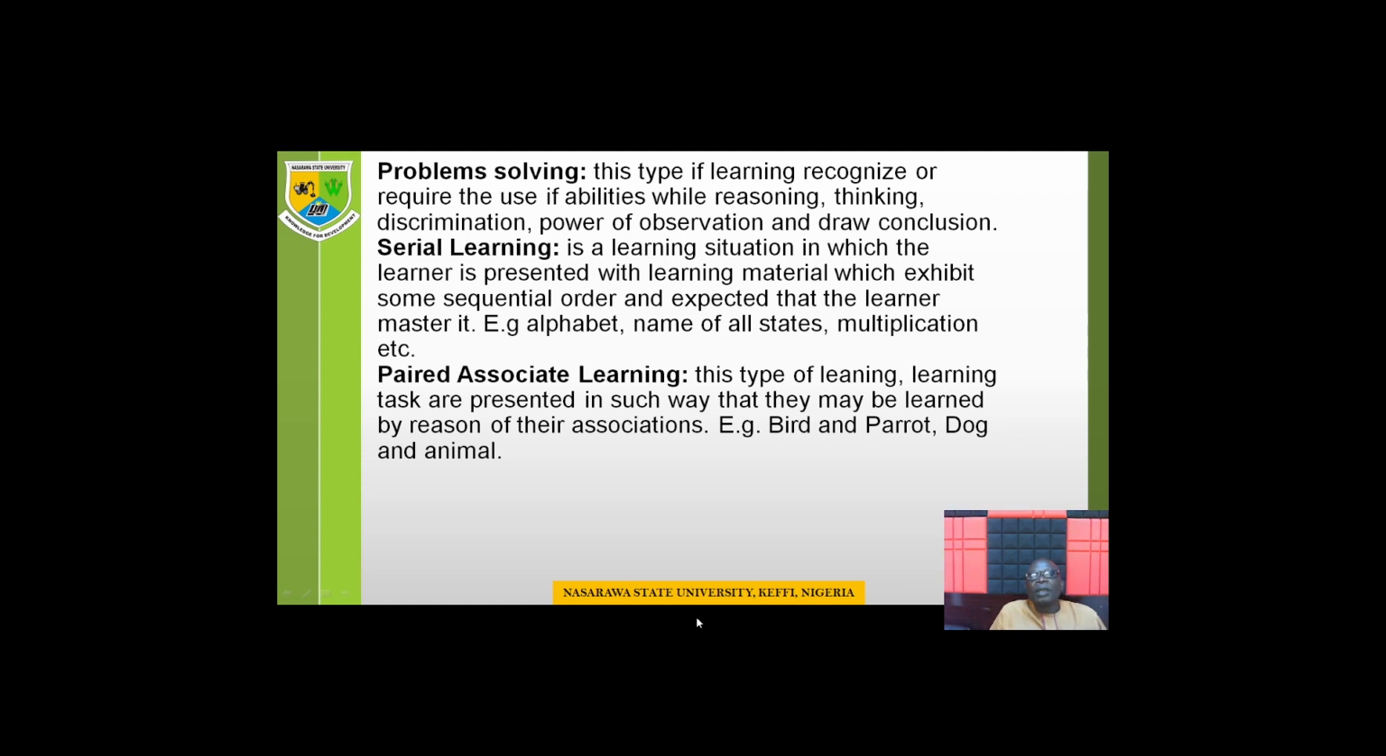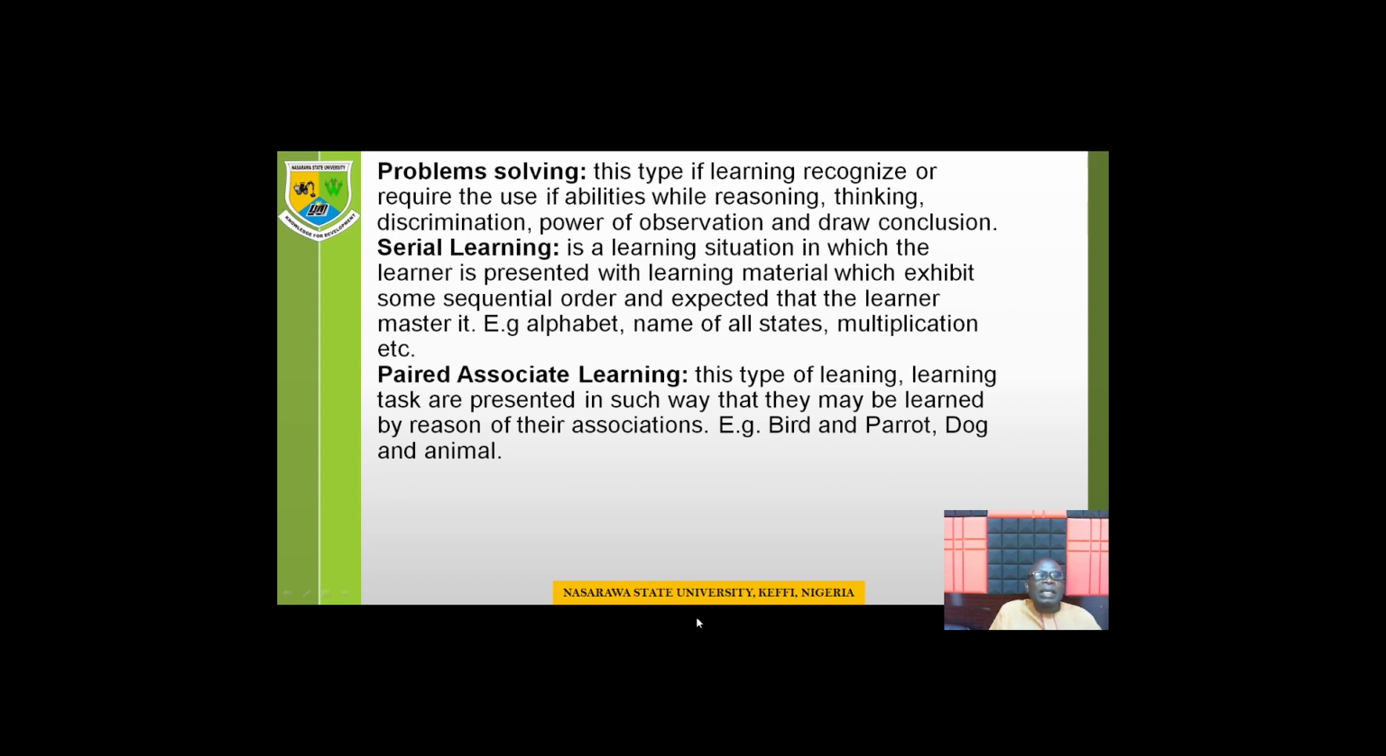For example, you give a child the ABCD to read. The ABCD are written in alphabetical order. The letters are arranged in sequence. Also, the child can name all the states and their capitals. Then we also look at multiplication, because it starts from 2 times 1 down to the 12, which is the last number. So that is how serial learning occurs.